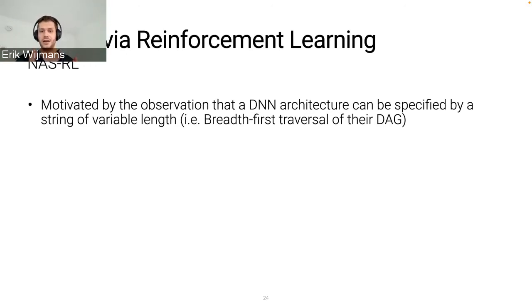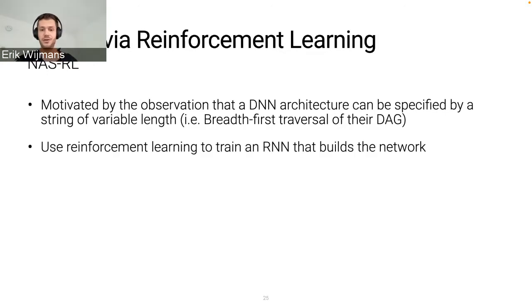But now I have a variable length string that describes my neural network, and I can have some recurrent neural network that just outputs various different tokens in that string. This is very similar to taking actions in reinforcement learning, outputting these tokens in that string. And so I can use reinforcement learning to optimize a neural network that outputs what architecture I should use for my task. So we use reinforcement learning to train a recurrent neural network to build the architecture.